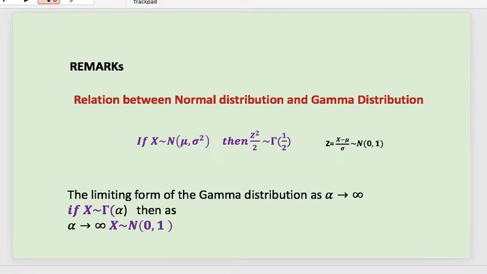Now here, before switching over to the MCQs, we have one more very important result, and this relation is between the normal distribution and the gamma distribution.